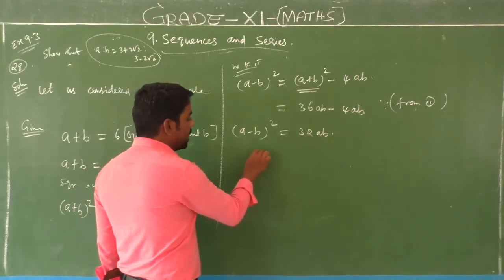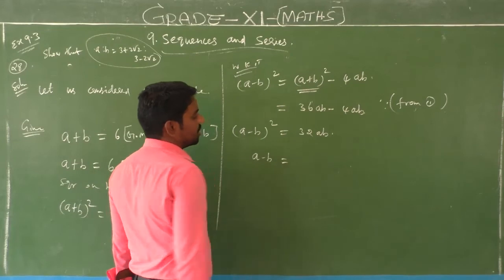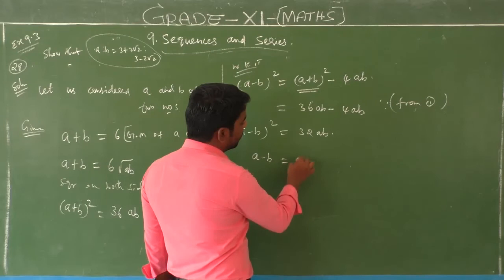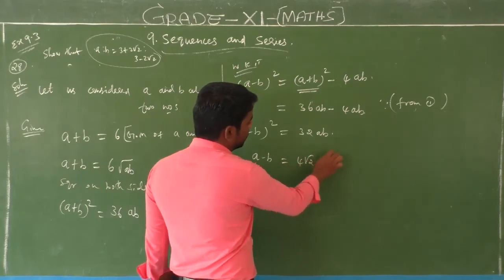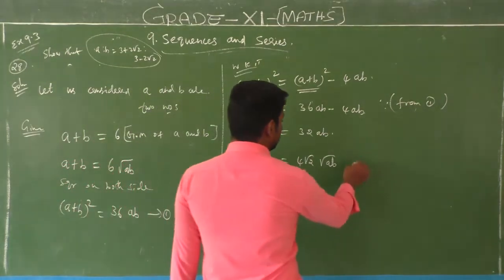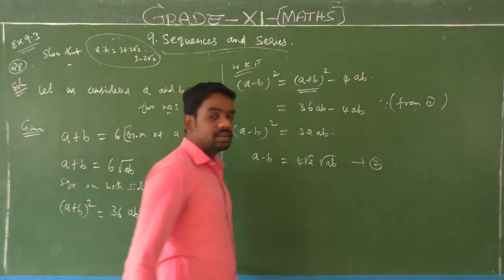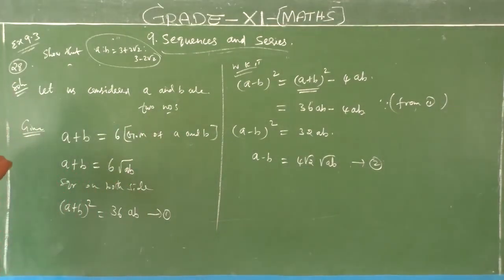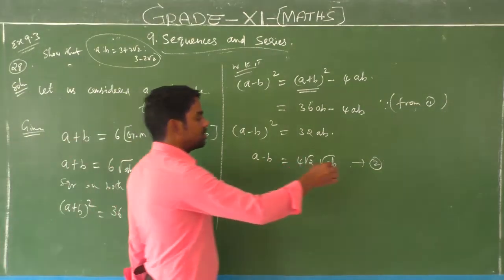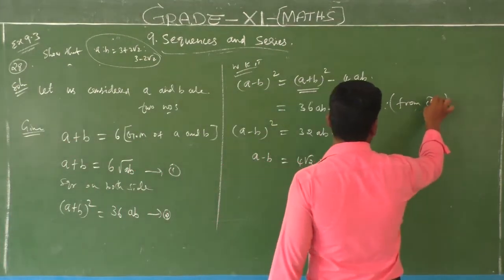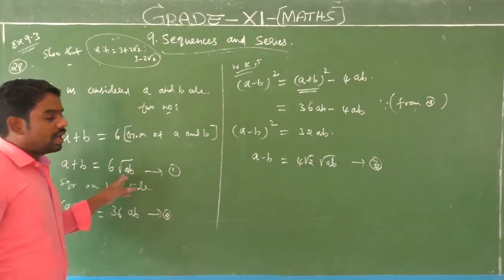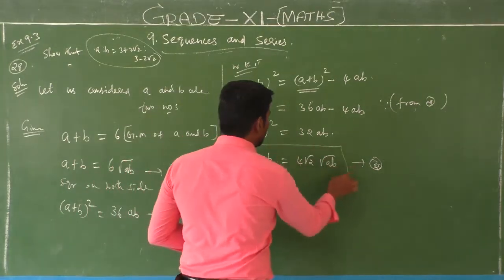Then A minus B is equal to the square root of 32AB. That is 4 root 2 into root AB. This is equation number 2. And that's equation 1, equation 2, and this is equation number 3. Here already you know A plus B equals 6 root AB and A minus B is equal to 4 root 2 root AB.